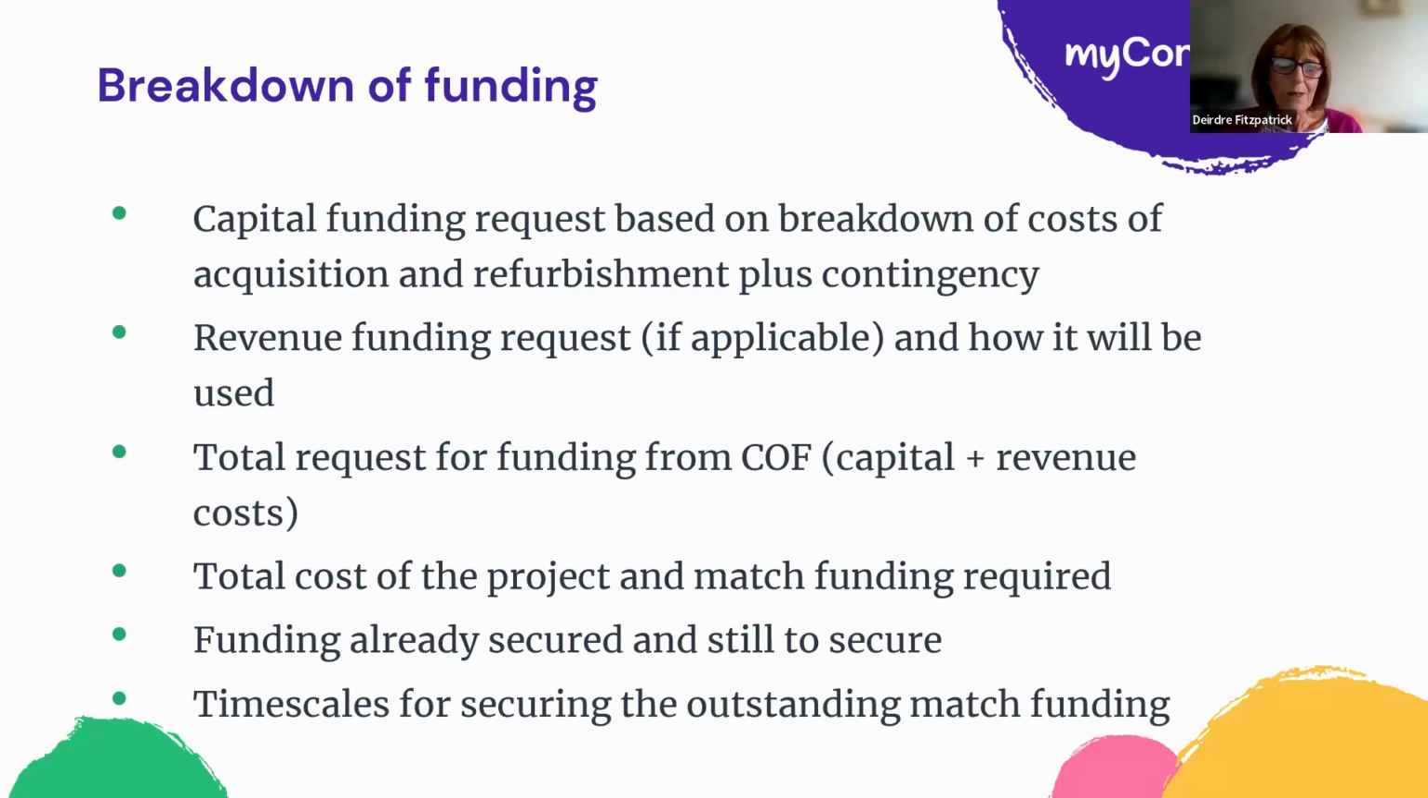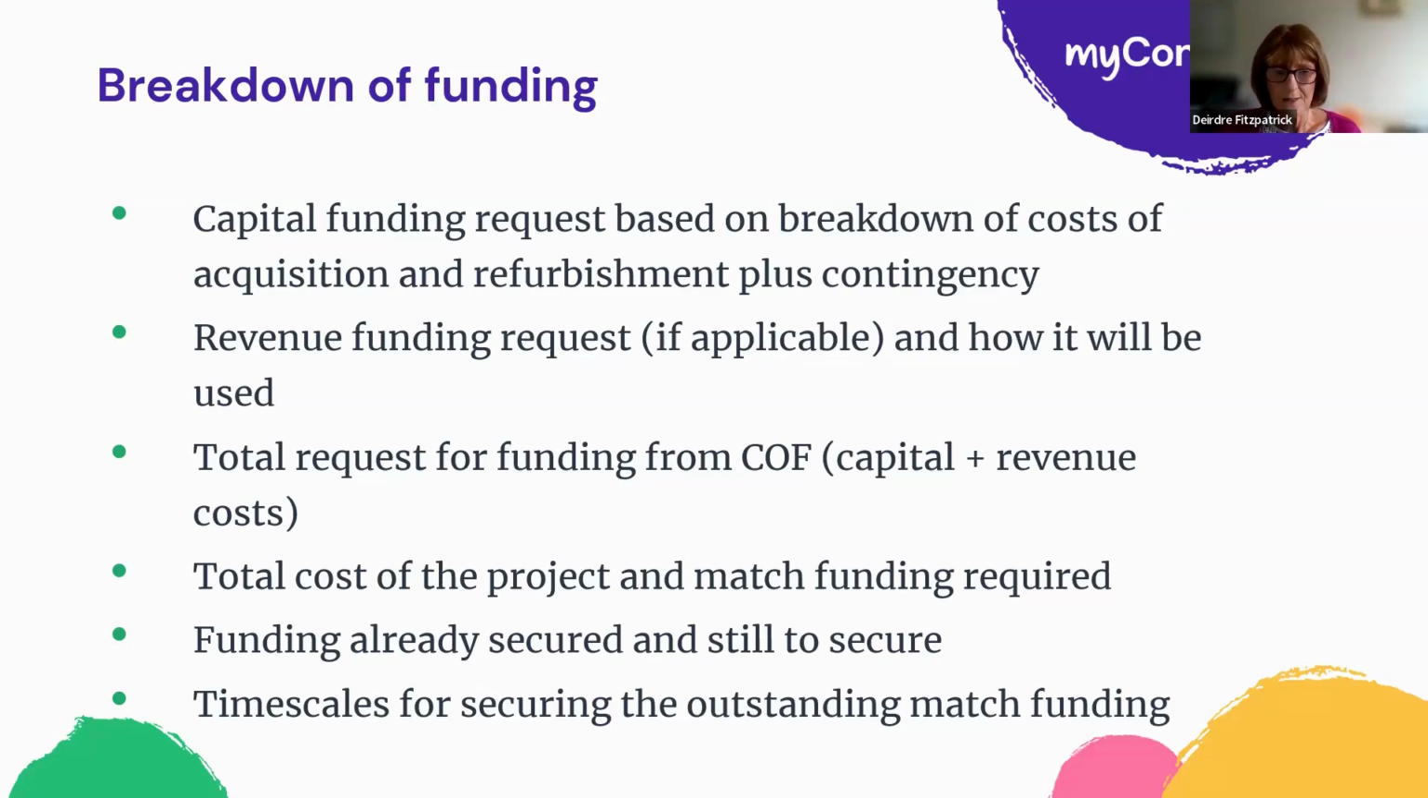So the capital funding needs to be broken down into the cost of the acquisition and the cost of the refurbishment and the contingency. The revenue request, if you have a revenue request, has to be for specifics. For example, project managing the building work, kickstarting activity in the building, doing marketing for any new activities that are going to be, that type of thing can fall within the revenue funding. And therefore, what's your total request for funding from Community Ownership Fund? What's the total cost of the project, and what's the match funding required?